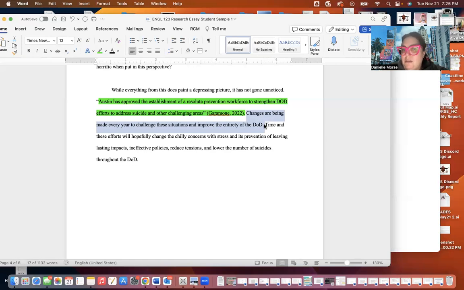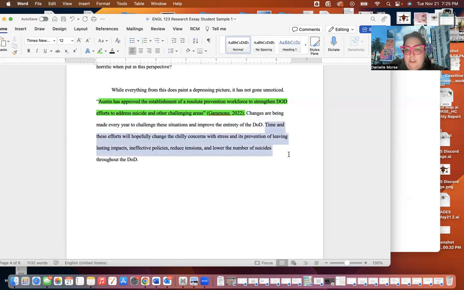To strengthen the DoD, it sounds like there's a collaboration happening. Again, I'm doing inference. I shouldn't have to be. I want this to address specifics. Okay, what is a resolute prevention workforce? What does this program look like? And what are the other changes? It's just this one? And also, for how many years has this been going on?